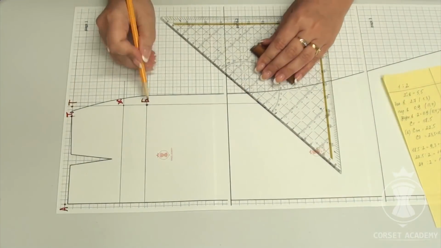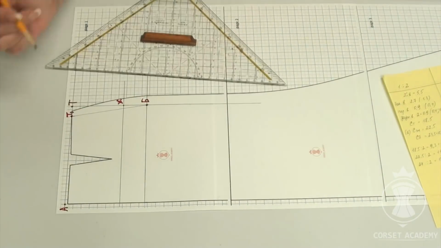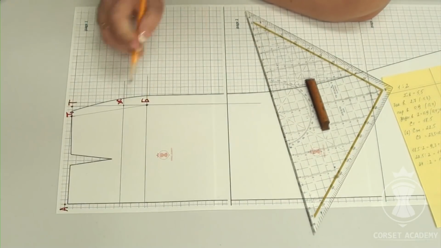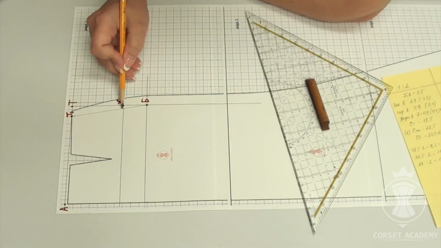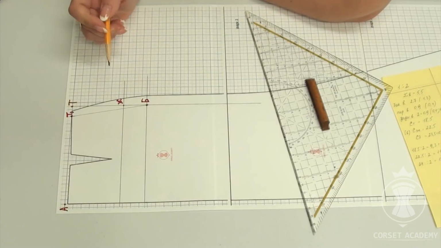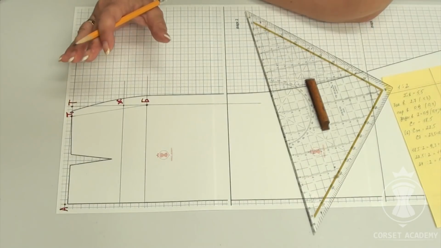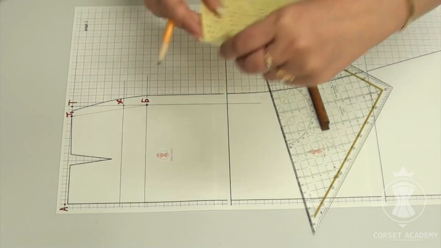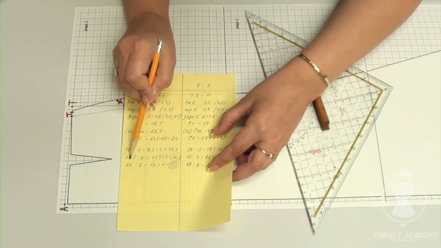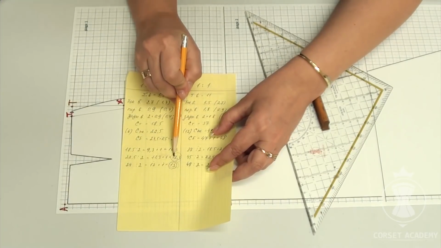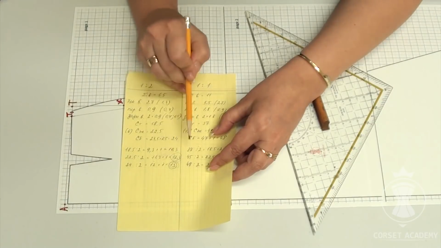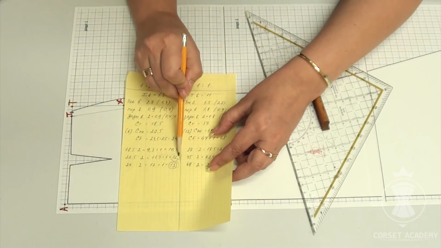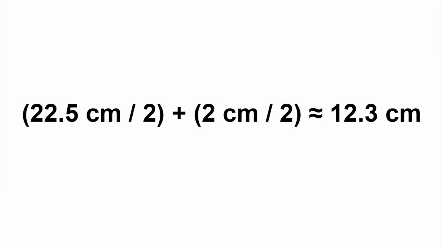I connect points T1 and B with a straight line. This line, T1B, intersects with the stomach line in point G1, i.e., it is the end point of the stomach line. I double-check it by marking 1/4 stomach circumference along the stomach line starting from the center of the front and half seam allowances along the vertical edges. Point G2. 22.5 centimeters divided by 2 plus 2 centimeters divided by 2 equals about 12.3 centimeters.